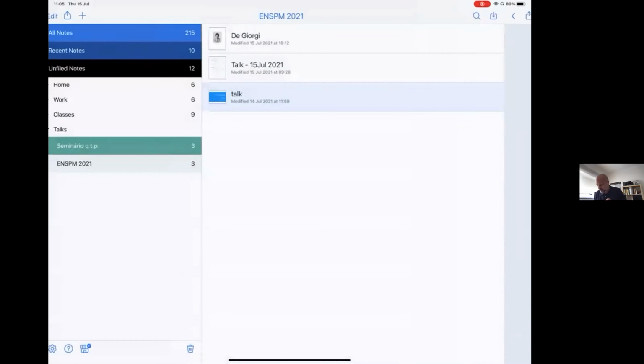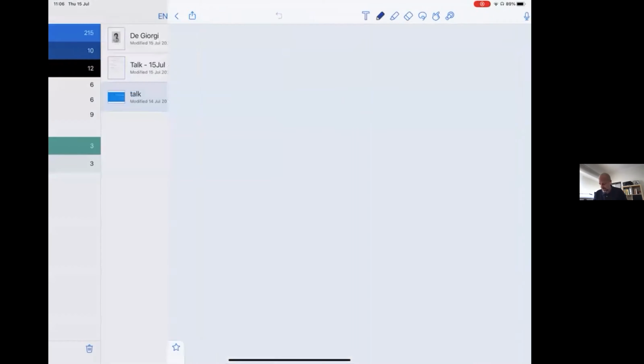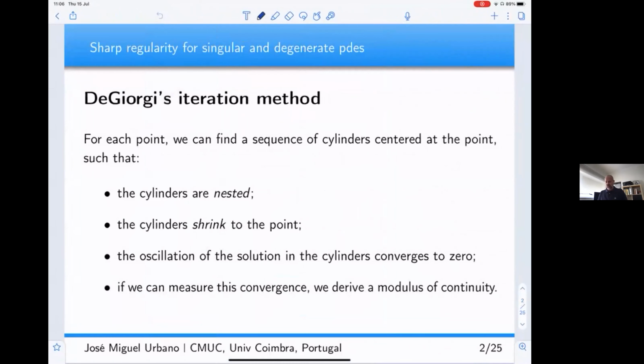So let me say a few words about the method. The idea to prove Hölder regularity is this. You want to measure the oscillation of a solution in a sequence, say in the elliptic case, of balls. I wrote here cylinders because I'm already thinking about the parabolic case. You want to measure the oscillation of the solution in a sequence of balls that shrink to a point, okay? And you want to show that the oscillation goes to zero as the cylinders shrink to the point.